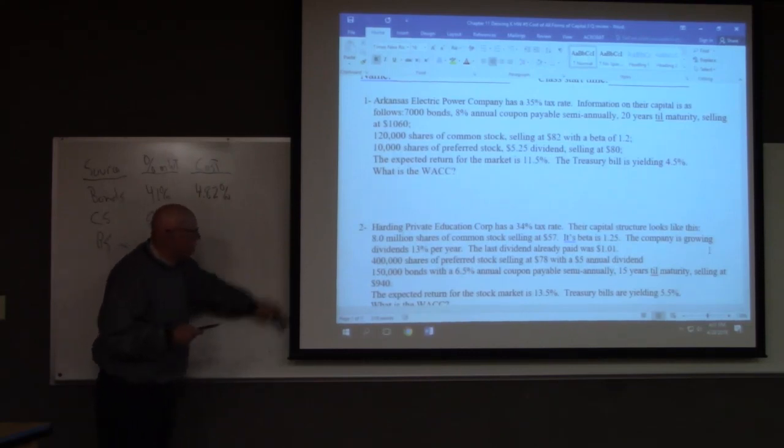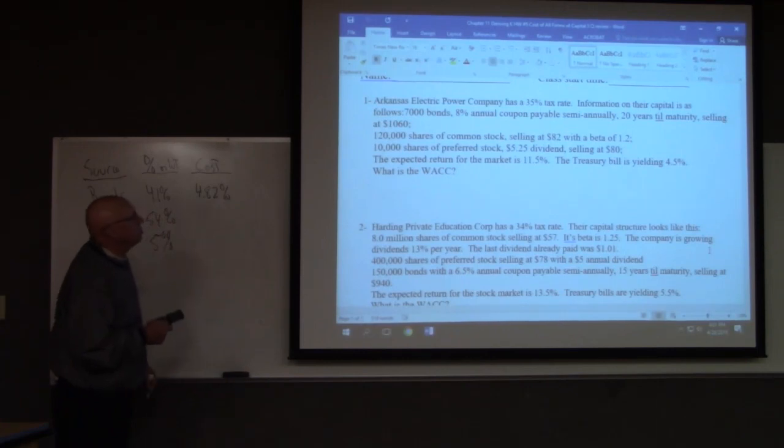Let's do our cost of equity. How are we going to do our cost of equity? We've got the expected return for the market, and we've got the treasury bill, so we're going to use the CAPM. We don't have a growth rate, so we cannot use the dividend discount model to find the cost of equity. So we're going to use CAPM.